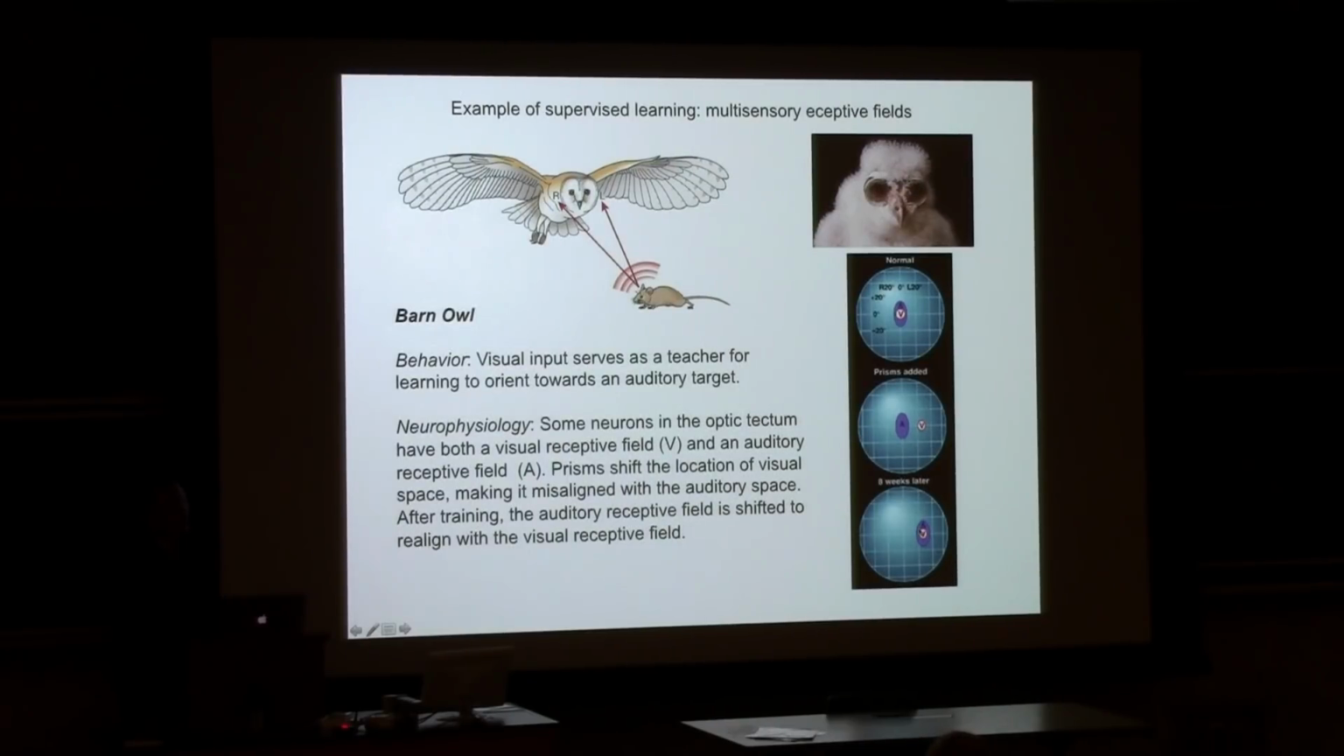The question is, which one is the teacher? It turns out the visual signal is the teacher, because it doesn't change, right? But the auditory receptive field is shifted to be aligned with the visual receptive field. This is another example of supervised learning, right? All right. So this is just a very general overview of supervised learning.